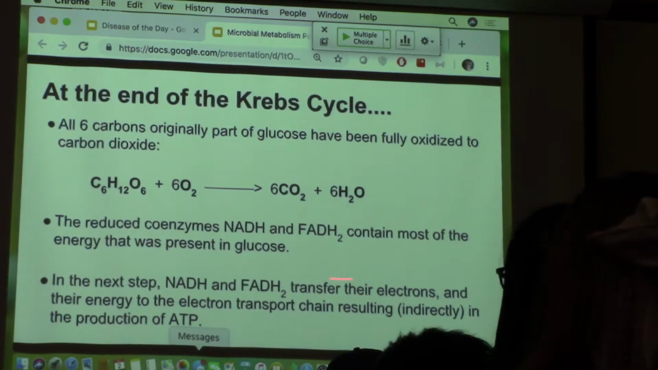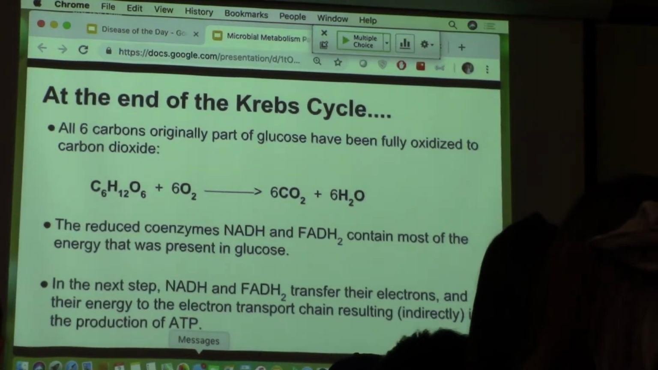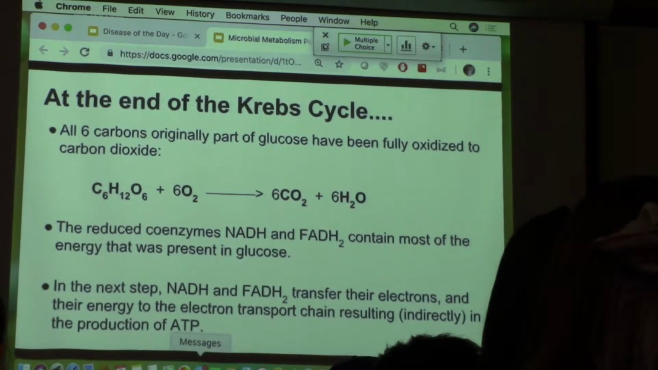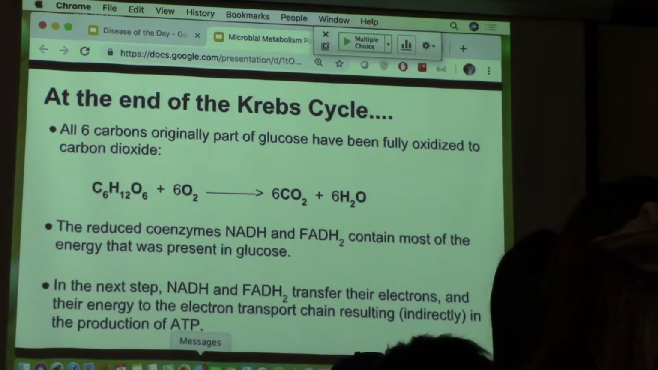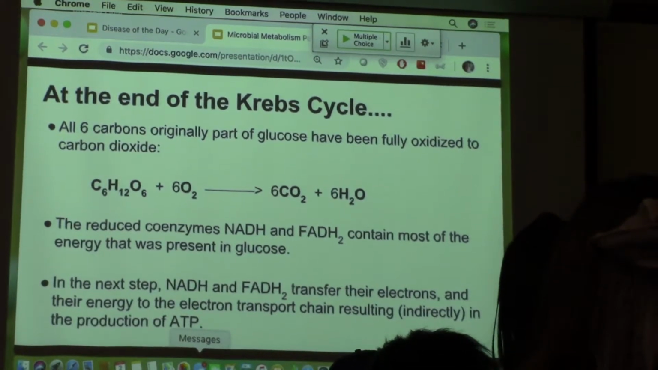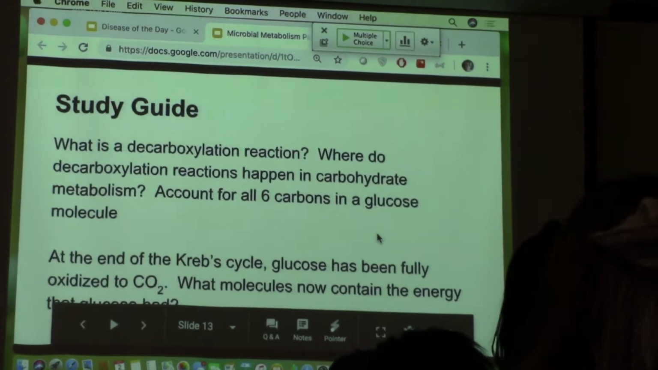All right, so now we have all these high energy NADHs and FADH2s, and we have to somehow get that energy converted to ATP, because the cell uses ATP as its chemical currency. So the whole point of the next step, which is the electron transport chain, is to get energy out of NADH and FADH2.